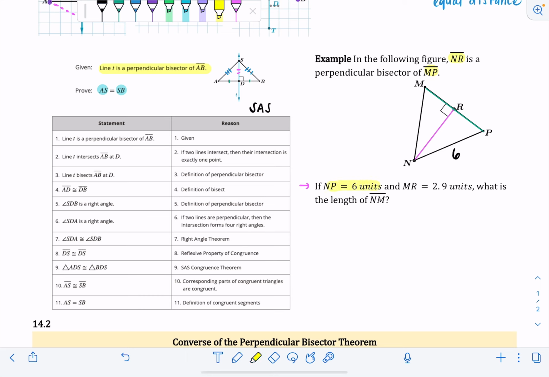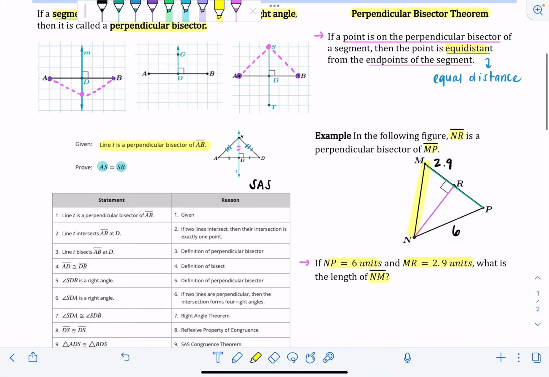And the distance between M and R is 2.9, so MR is 2.9. What is the length of segment NM? So NM is right here. And we have enough information to answer that because of that theorem right here.